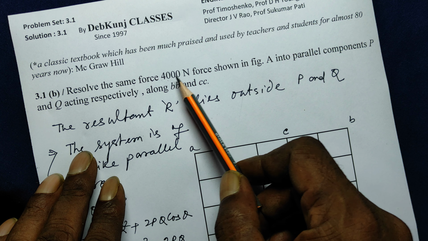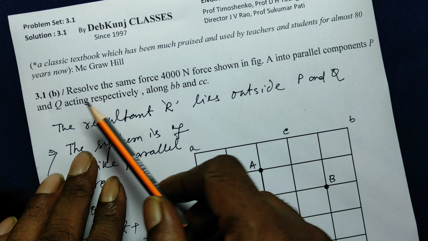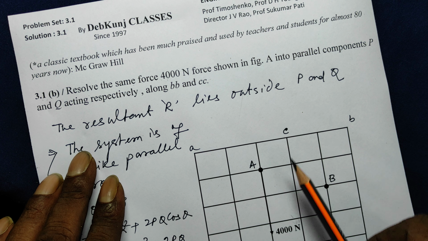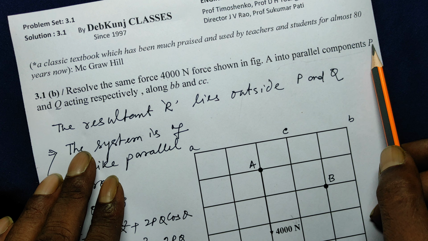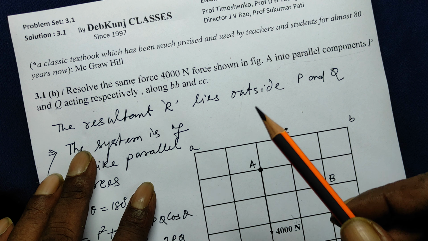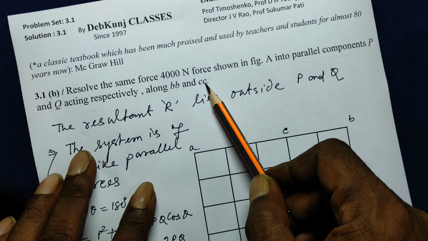Resolve the same force 4000 Newton as it was given in 3.1a, shown in the figure here also, into parallel components P and Q acting respectively, but not along the same direction, along BB and CC.